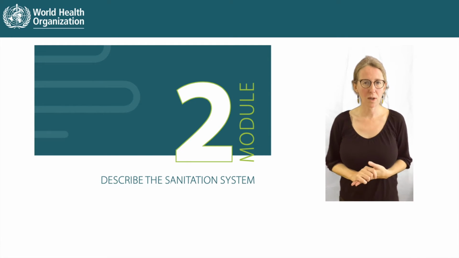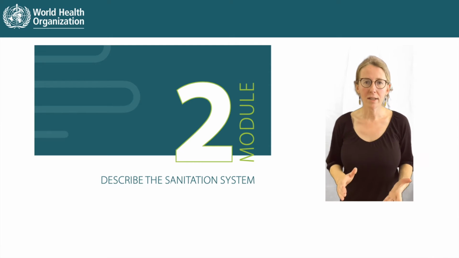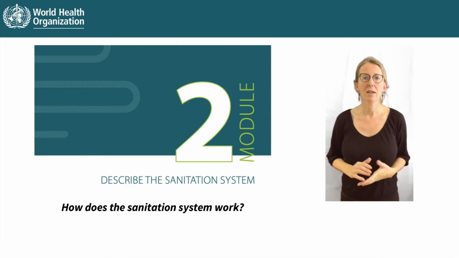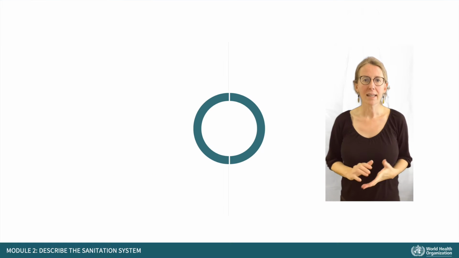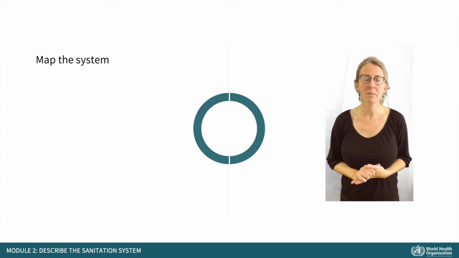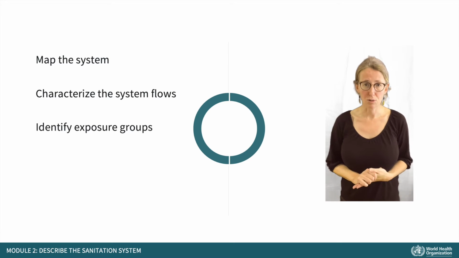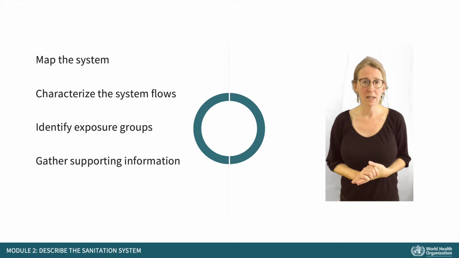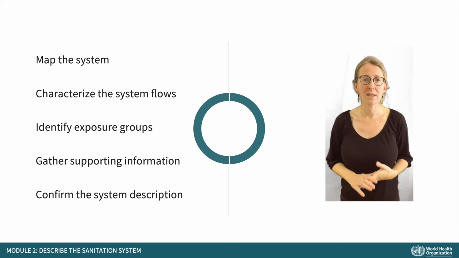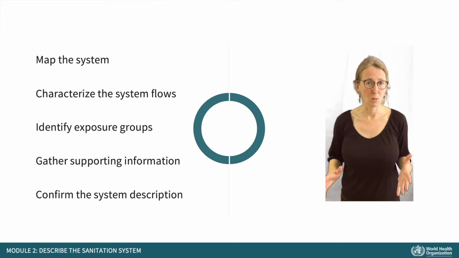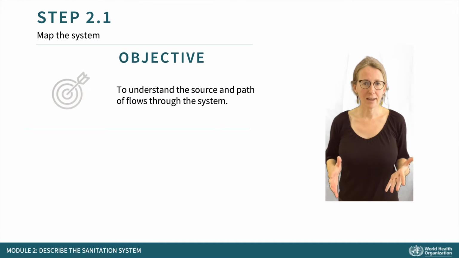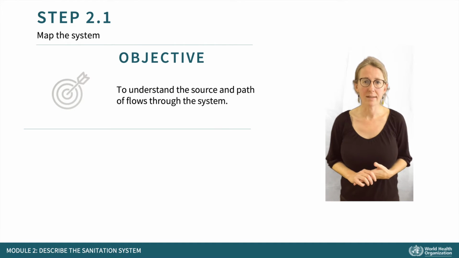Here, we will be answering the following questions. How does the sanitation system work and who is at risk? In this module, we will map the system, characterize the system flows, identify exposure groups, gather supporting information, and confirm the system description. The objective is to generate a complete description of the sanitation system of the area identified in Module 1. Let's start with step 2.1, map the system.